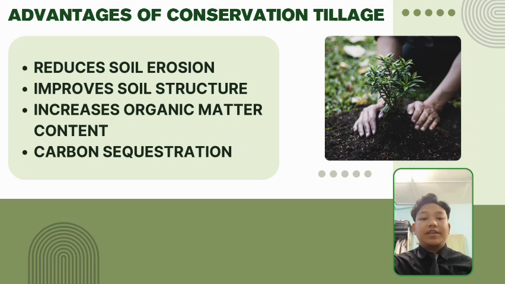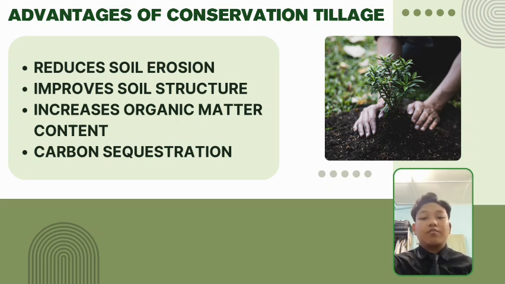For the advantages of conservation tillage, it reduces soil erosion. Conservation tillage keeps crop residue on the soil surface, which protects the soil from being washed away by rain or blown away by wind. This helps keep the valuable topsoil in place.